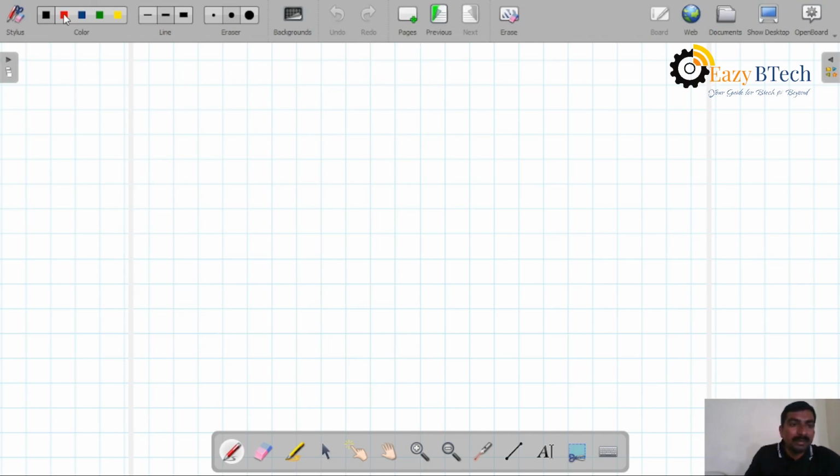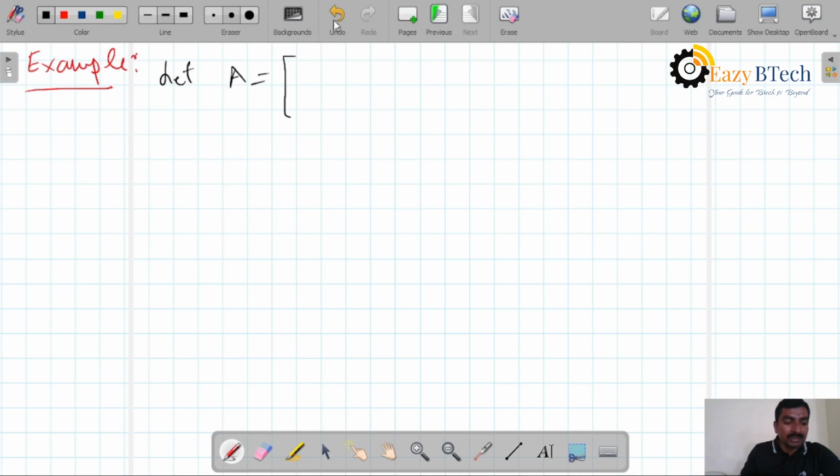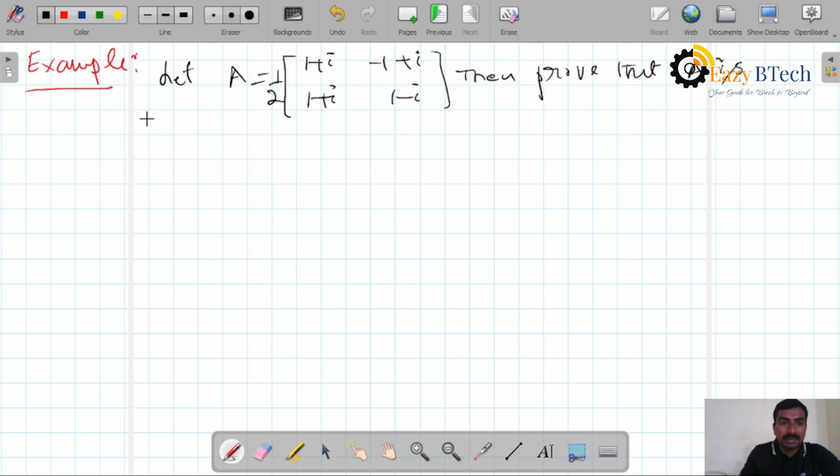Suppose, for example, let A equals 1 by 2 into the matrix with first row 1 plus I, minus 1 plus I, and second row 1 plus I, 1 minus I. This is a given matrix A. Then prove that A is unitary.